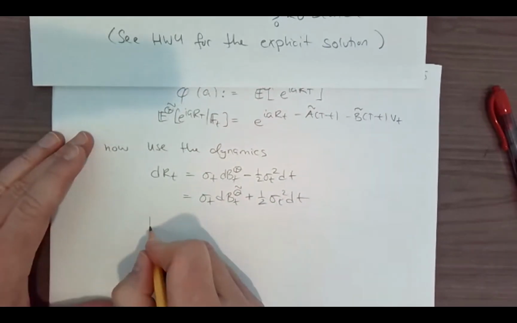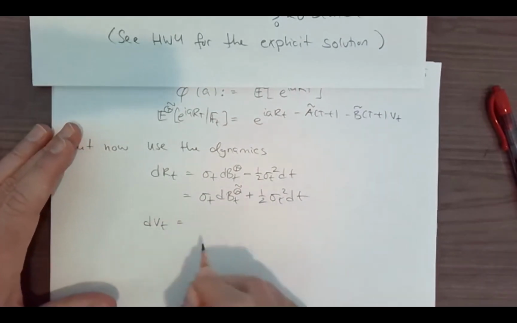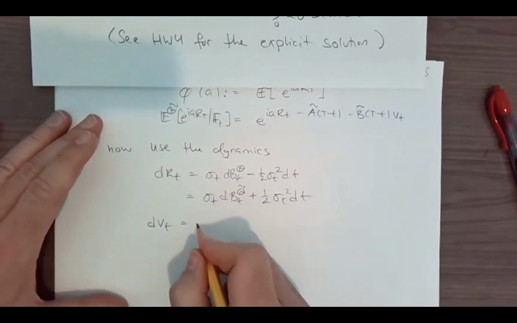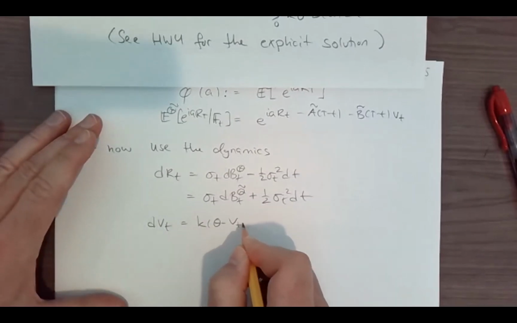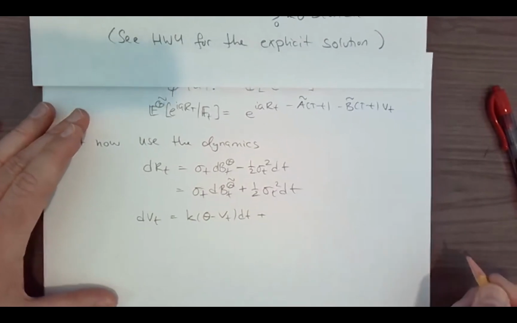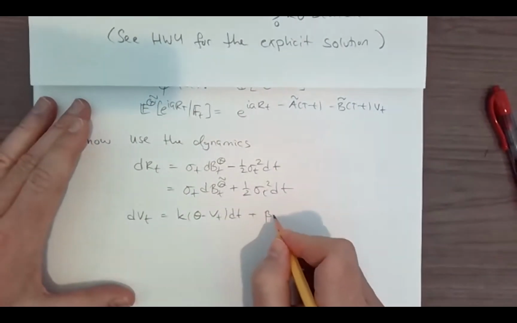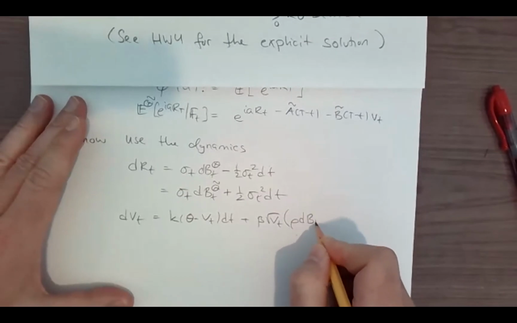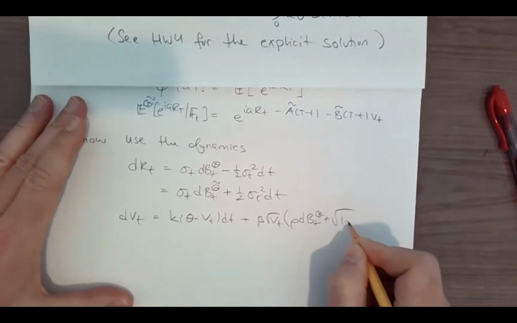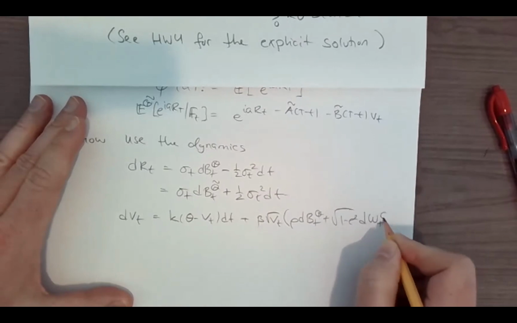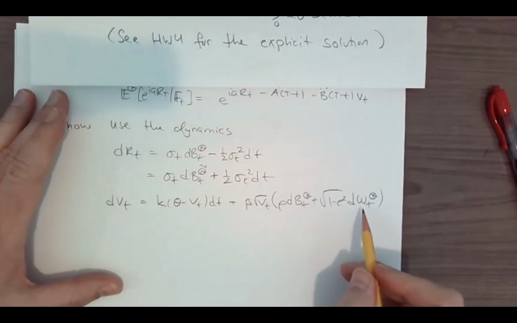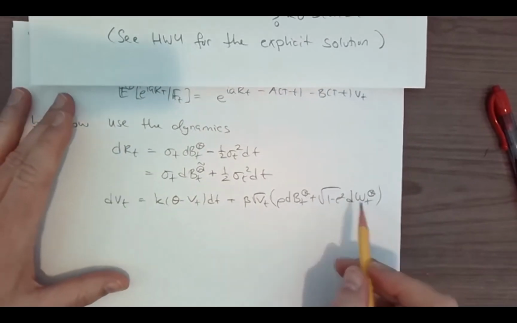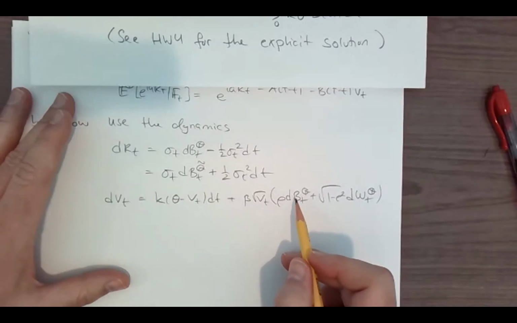And likewise, if I were to write down the dynamics of the volatility, this would be kappa (theta minus V_t) dt plus that beta root V_t, and then the two Brownian motions, rho dB_t^Q plus root 1 minus rho squared dW. And again, remember W stayed the same, but this guy, he gets changed a little bit.